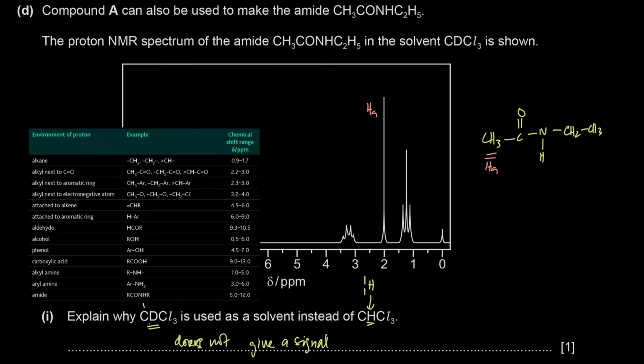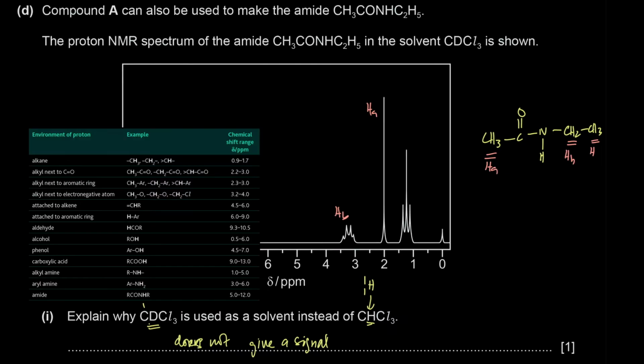Now on the other hand, if you look at this CH2, this is going to be the quartet. CH2 is split into a quartet by the neighboring CH3. So this is HB. And if you call this HC, the CH3 is split into a triplet by the CH2. And obviously CH3 is the alkyl group, so that's around 0.9 to 1.7.